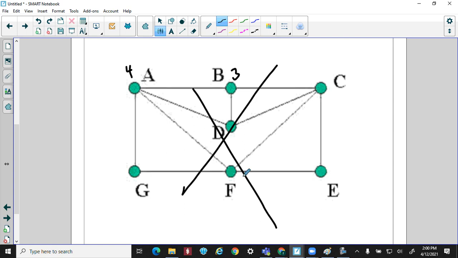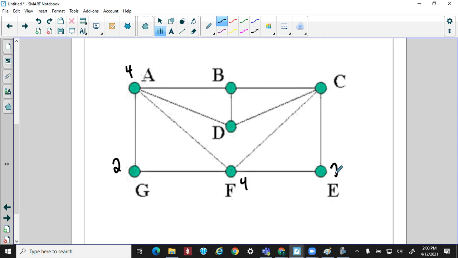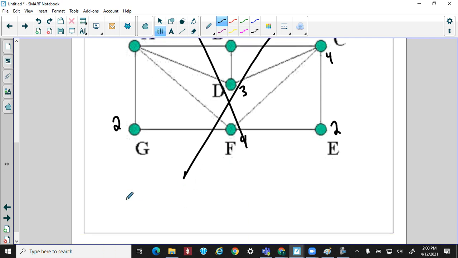And as you're working through it, let's say rather than doing B first, you went to G. Well, G has 2. Okay, good. F has 4. E has 2. C has 1, 2, 3, 4. D, boom, 3. Oh, there it is. So you can work through all the degrees, but the second you hit an odd degree, you're done.